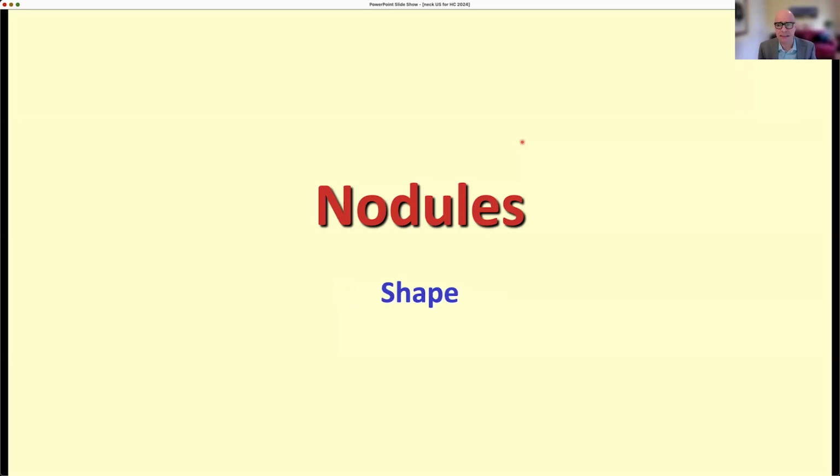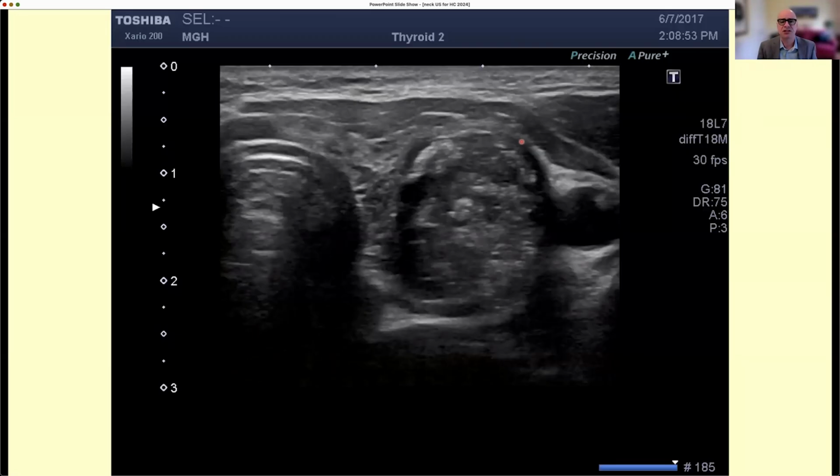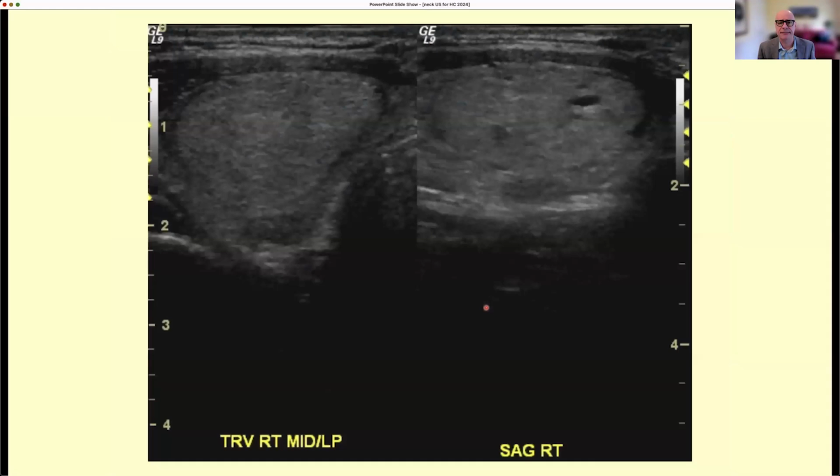Shape is very easy because it's measurable. The shape indicates when, in a transverse image, a nodule is taller than wide. It's very easy to measure. If it's taller than wide, the risk of malignancy is high. This is a nodule that is also hypoechoic. It may have calcifications inside, but being taller than wide makes it a nodule that is suspicious for malignancy.